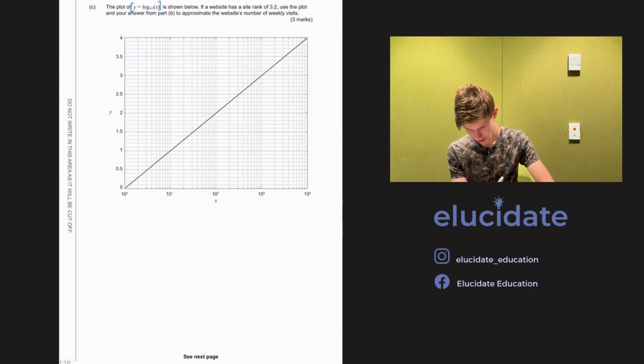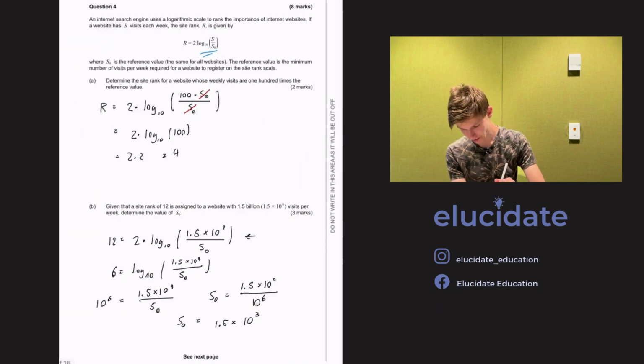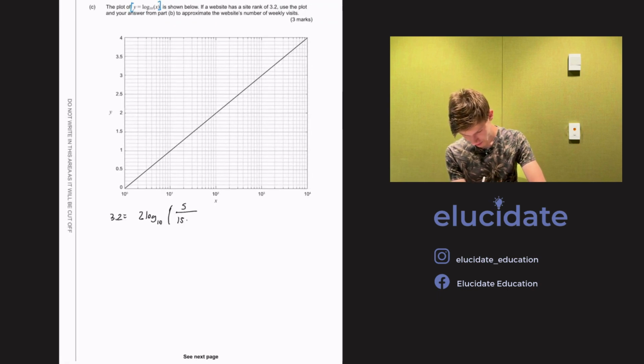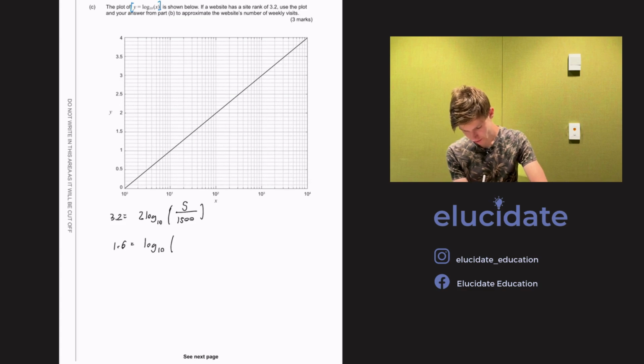So we've got 3.2 equals 2 log 10 of s, which we don't know, divided by 1.5 times 10 to the 3, that is 1500. Now we can just divide both of these by 2. We'll have 1.6 equals log 10 of s over 1500.